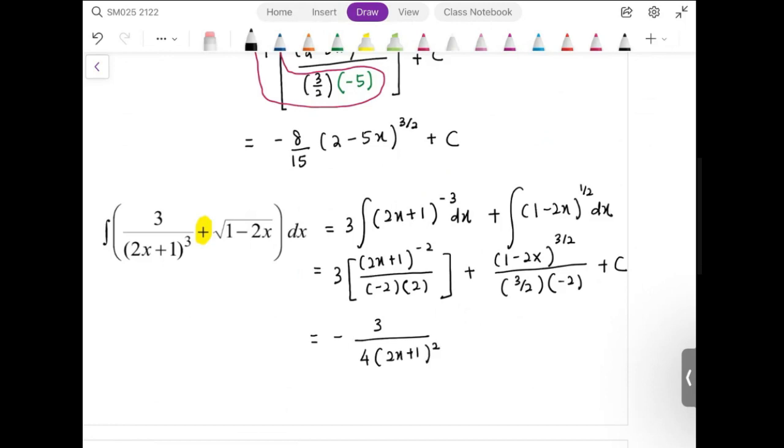As before, kita ada kuasa negatif. So, saya bawa turun bawah terus siap-siap. Alright. Minus with the second function, we have 1 minus 2x to the power of 3 over 2 over 3 plus c. So, that's basically the basic rule of integration.